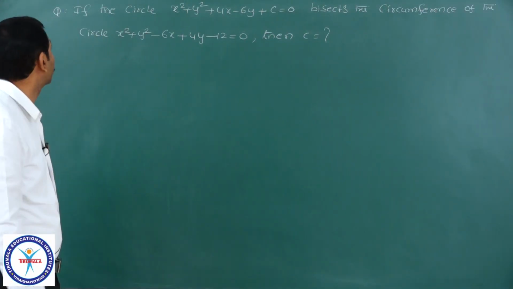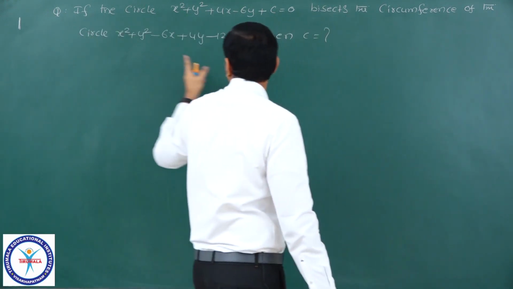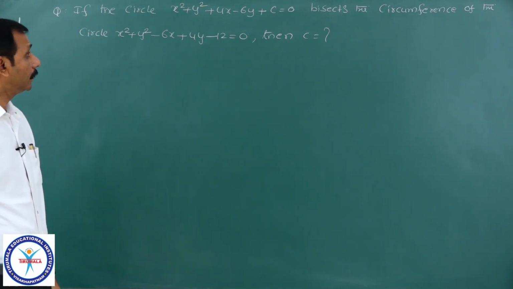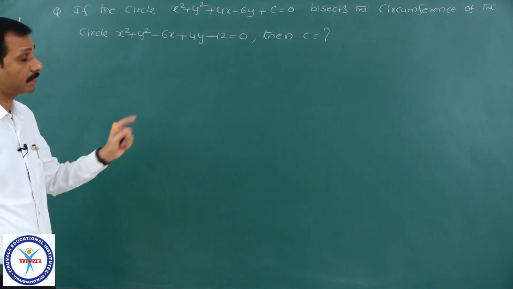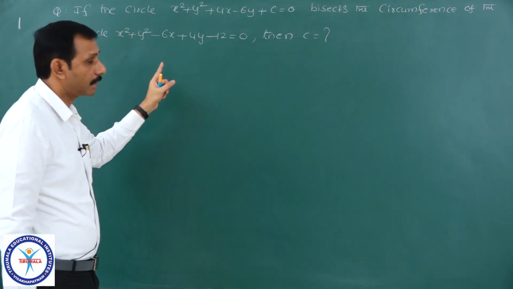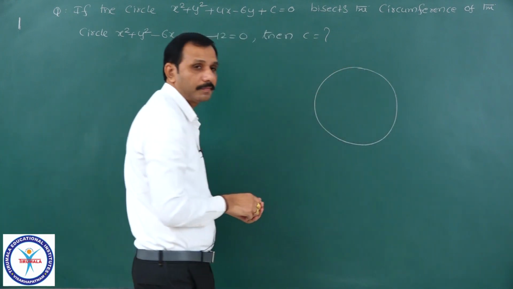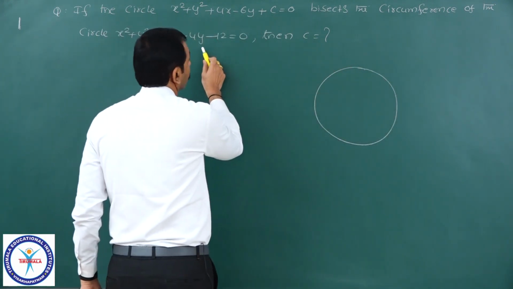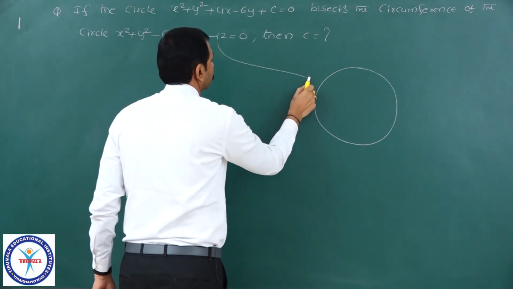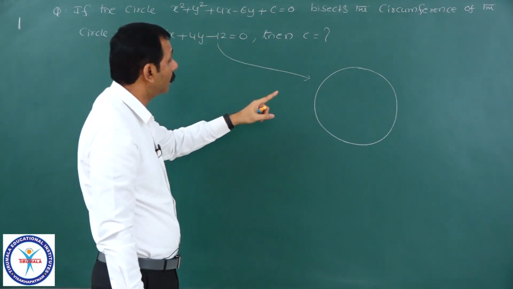Next problem. If the circle bisects the circumference of this circle, then c equal to, a bit different model, but many times they ask this in entrance questions. It bisects the circumference of this circle. I will take this circle first, this one, x square plus y square minus 6x plus 4y minus 12 equal to 0. Now this one, x square plus y square plus 4x minus 6y plus c equal to 0 bisects the circumference.